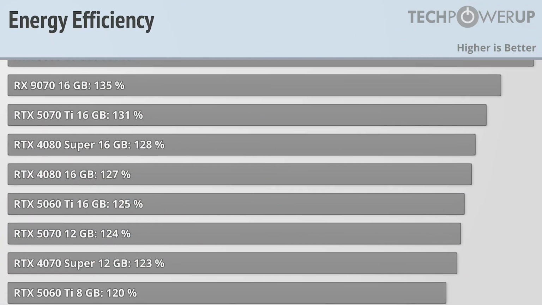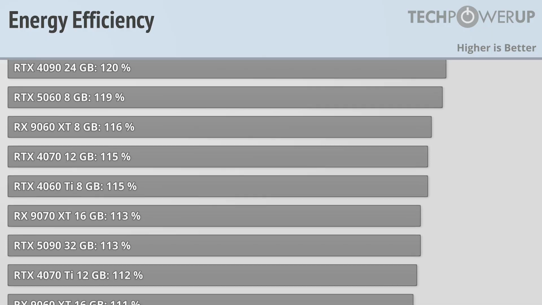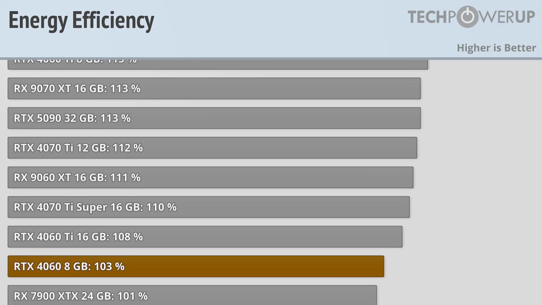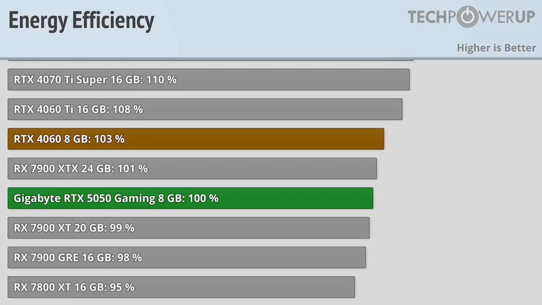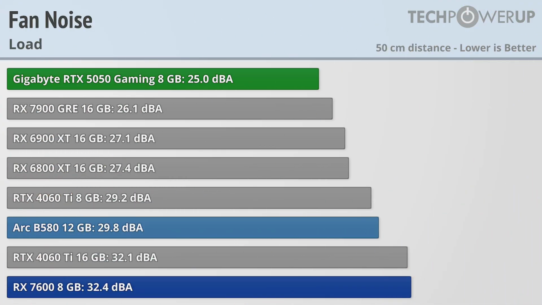That does mean that the overall efficiency of the RTX 5050 isn't that amazing, coming in below every NVIDIA card from the current and last generation, though it is a bit more efficient than the Intel Arc B580. It is also a bit quieter, at least with this Gigabyte model that we're testing, though that may not hold true on smaller one and two fan designs.